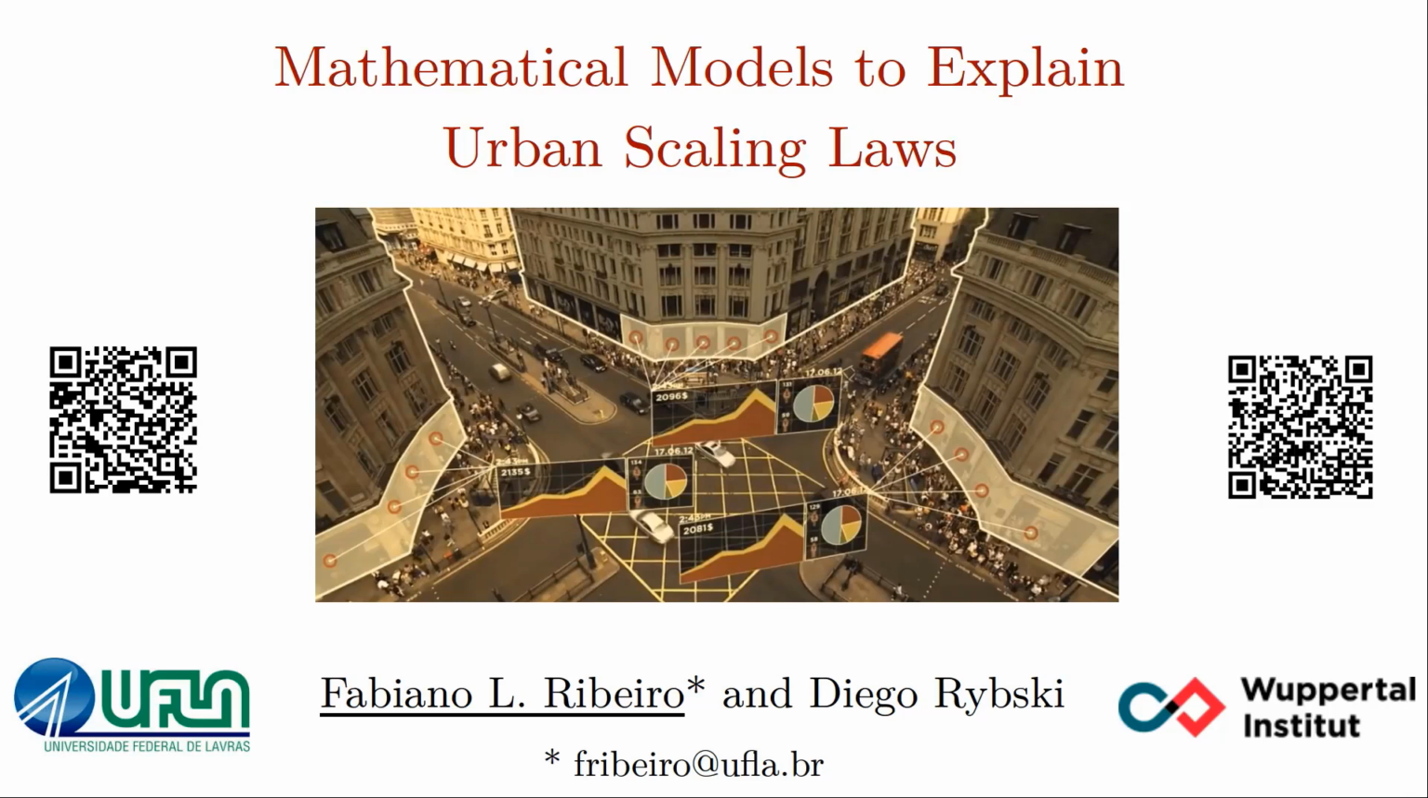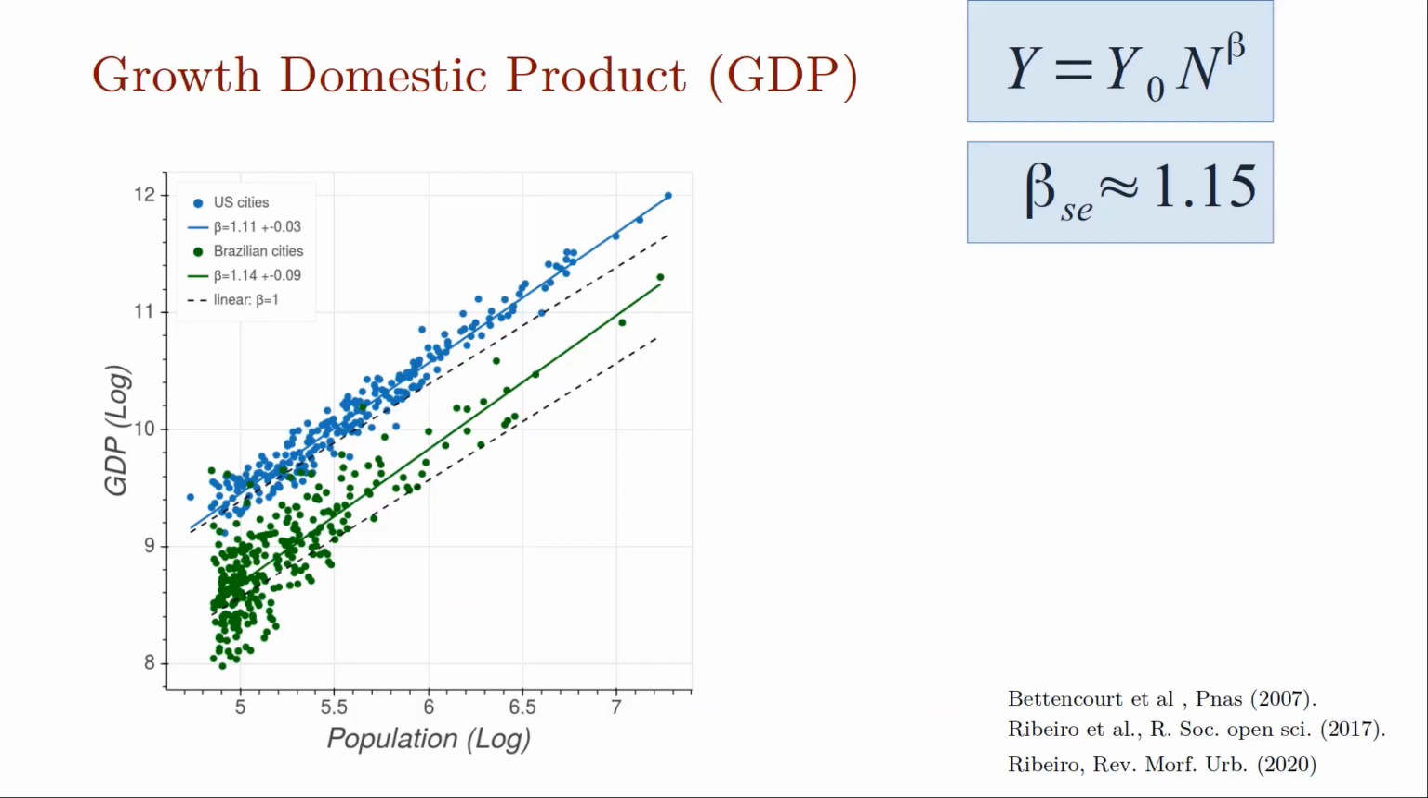My name is Fabiano Ribeiro, and I present the work that I have developed with my friend Diego Heibske about mathematical models to explain the urban scaling law. So here we have GDP as a function of the population, and every point here represents one city from USA and from Brazil.